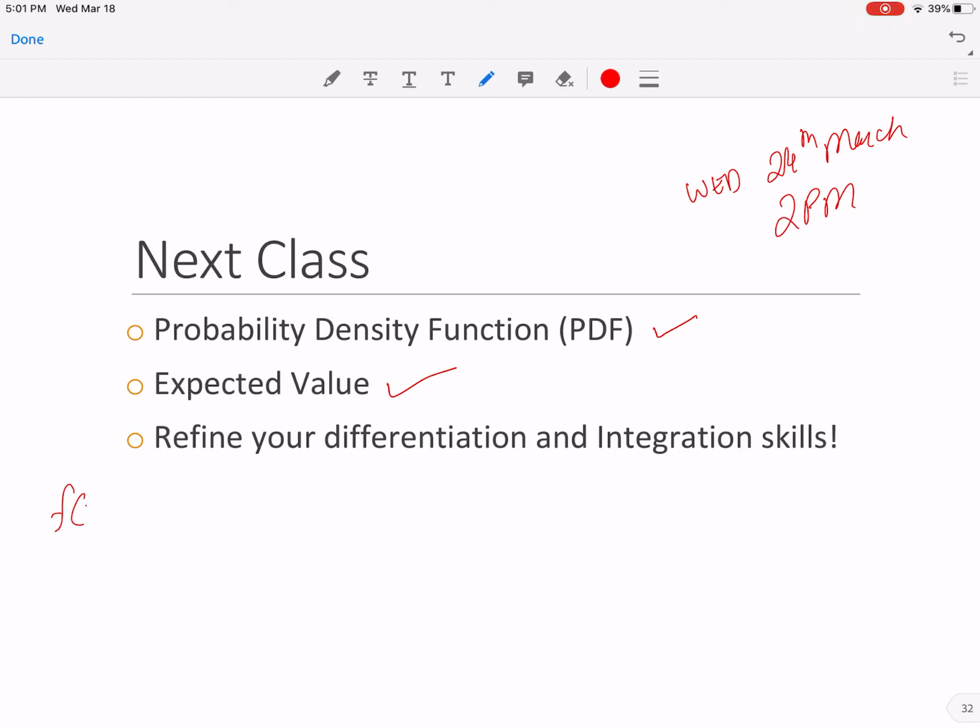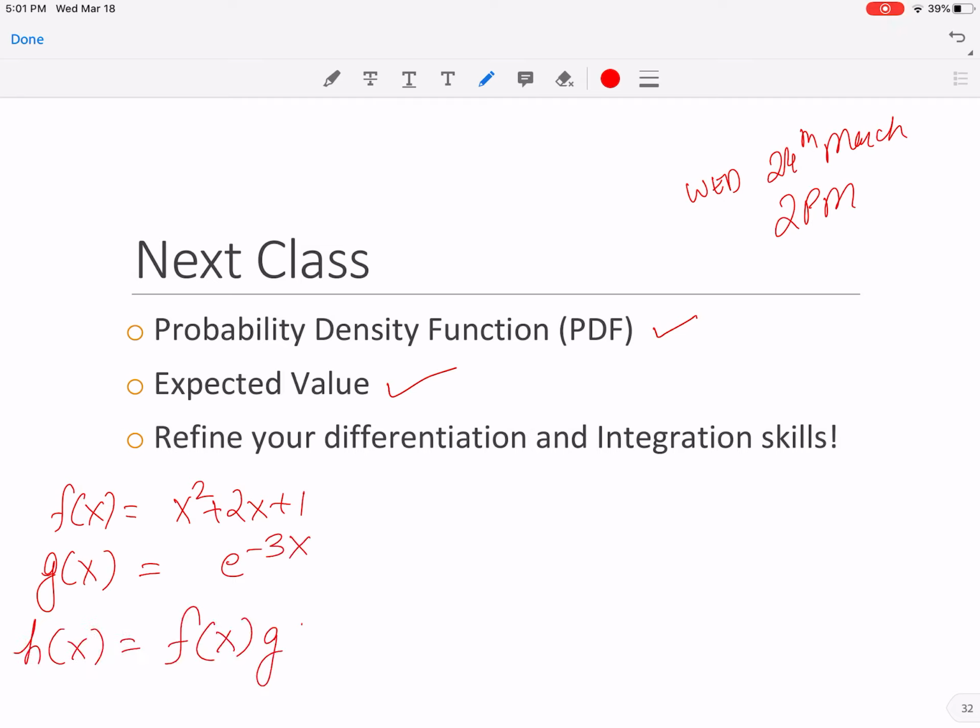Let f(x) be equal to the function x squared plus 2x plus 1. Let g(x) be equal to e to the negative 3x. Define h(x) as f(x) times g(x). Here's what you're going to solve for. You'll first give me d/dx of f(x), so differentiate f(x) with respect to x, d/dx of g(x), and also give me d/dx of h(x).